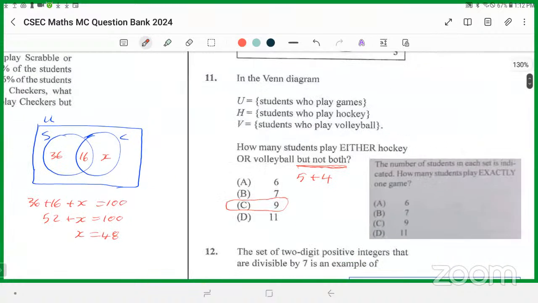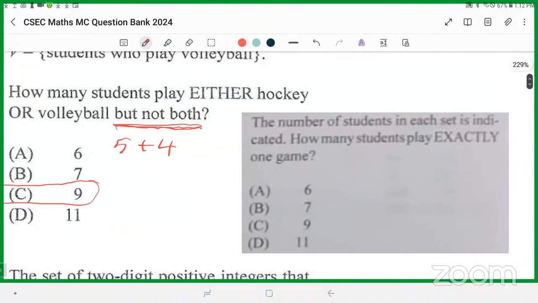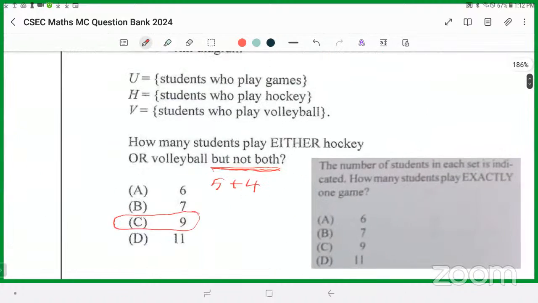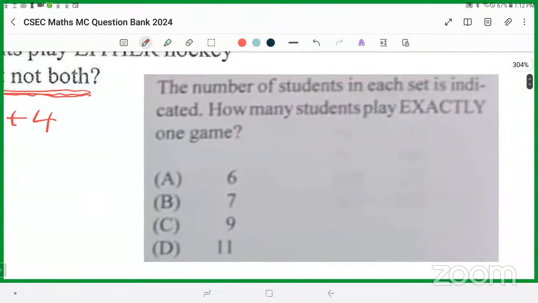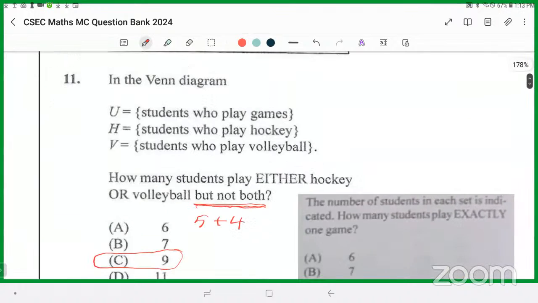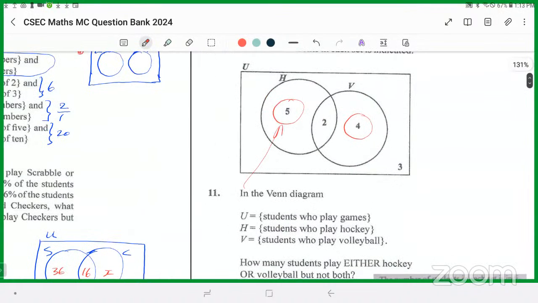And then this question was presented with the same Venn diagram and asked a different way. Same Venn diagram, same information, right? And a different exam paper. It said the number of students in each set is indicated. How many students play exactly one game? The same answer now. One game.